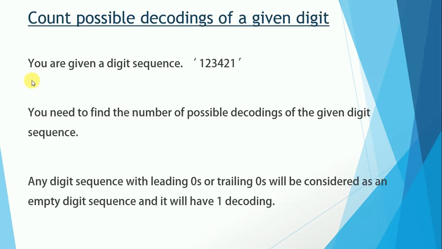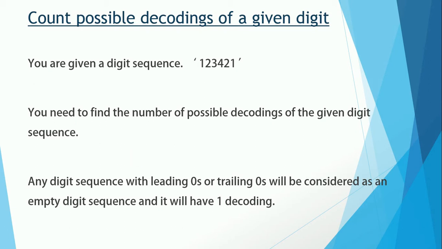So you are given a digit sequence, or you can also say that you are given a number. Now in our case, the digit sequence or the number is 1, 2, 3, 4, 2, 1. All you need to do is find out the number of possible decodings of this digit sequence. What I mean by decoding is that every digit corresponds to an English alphabet from 1 to 26. So 1 corresponds to A, that is the first alphabet. 2 corresponds to B, that is the second alphabet, and so on.